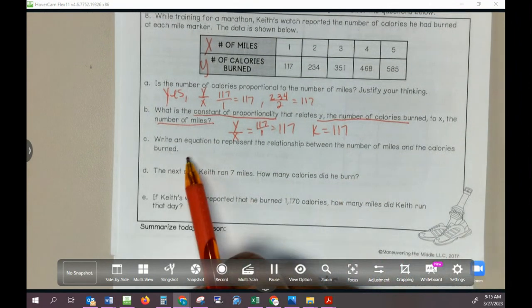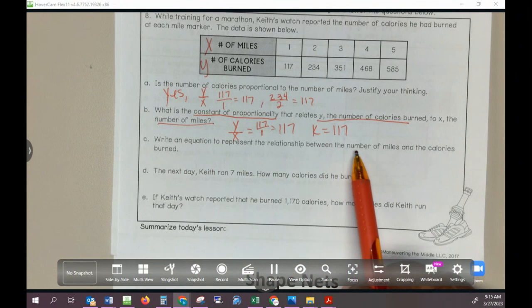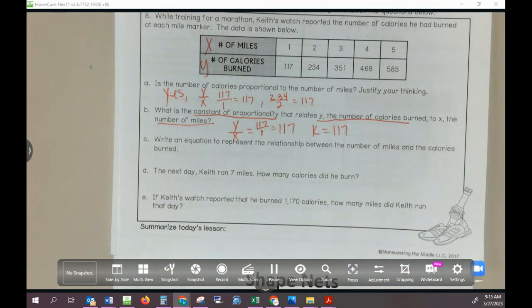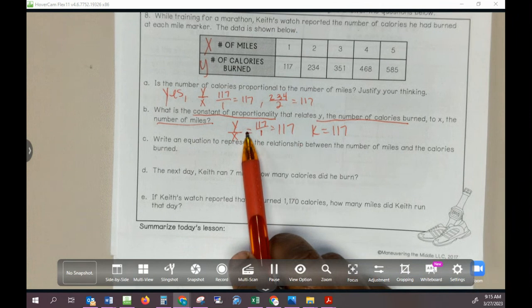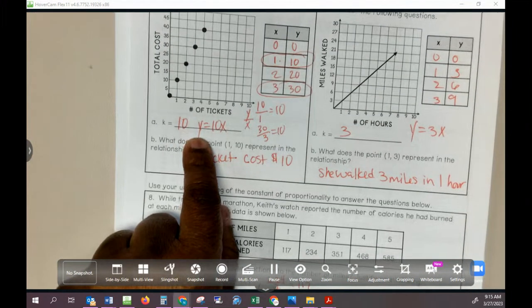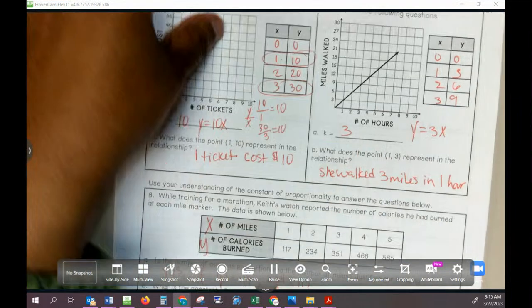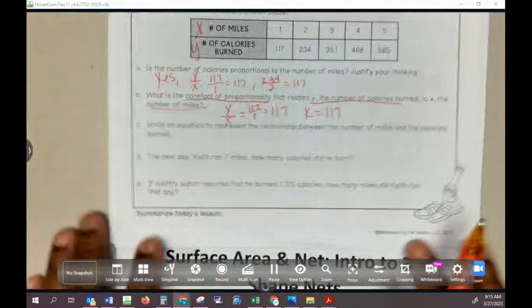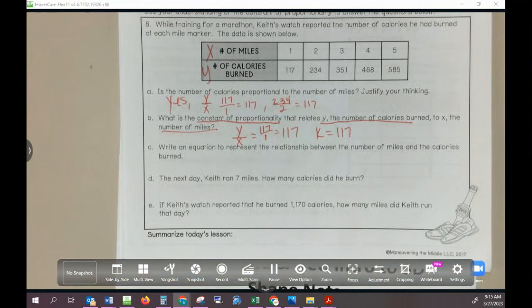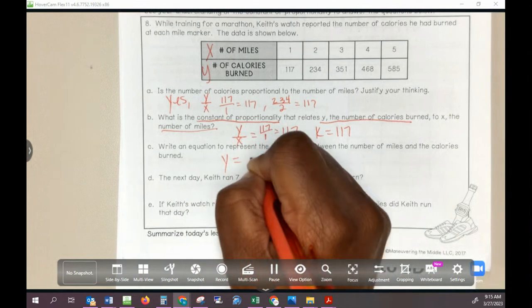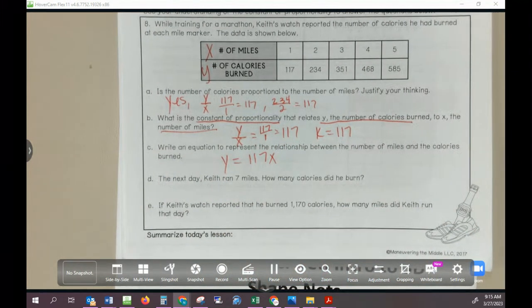All right, C, Vanessa. Write an equation to represent the relationship between the number of miles and the calories burned. What would the equation look like for this? Well, that's the constant of proportionality. Remember, we've been writing the equation every time that we do the problem. So what would the equation be for this problem? If we know what the constant is, which is 117, what would you write as your equation? Right, so y equals 117x.